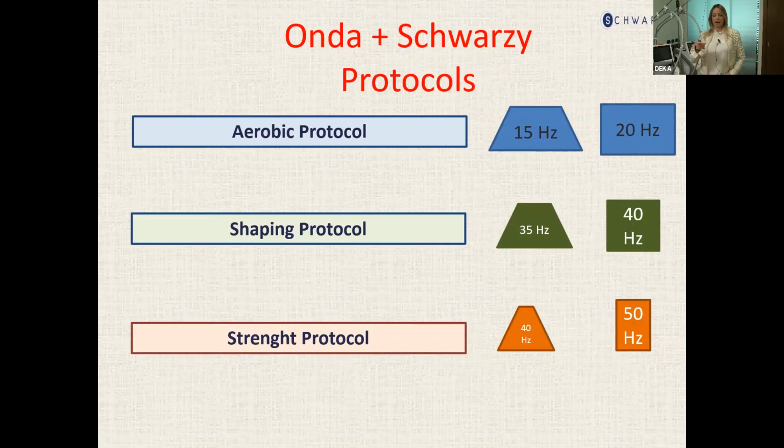And another thing very interesting, that every protocol has two levels. The first level with the trapezoidal wave is a little bit softer treatment, while when our patient is a little bit more trained, we can do the second level with a quadrant shape. In that case, the treatment will be very strong.